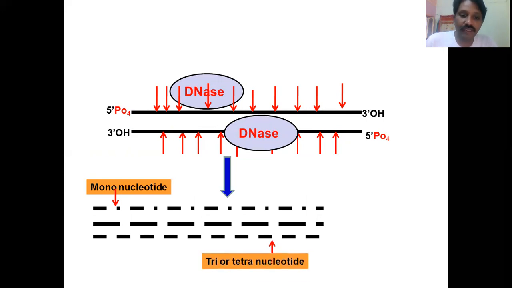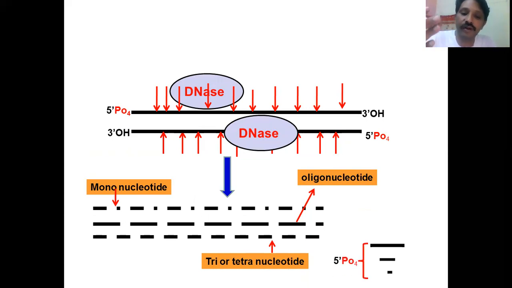You see, after digestion, it releases mononucleotides, di- or trinucleotides, sometimes oligonucleotides also. Oligonucleotides are further degraded into mono-, tri-, or tetranucleotides. But all the mononucleotides, tetranucleotides, tri- or dinucleotides have a monophosphate at 5 prime and 3 prime OH. So whenever DNase I digests the DNA, it releases nucleotides with 5 prime monophosphate and 3 prime OH. That's a hallmark of the products, right? And I hope you fully understood.